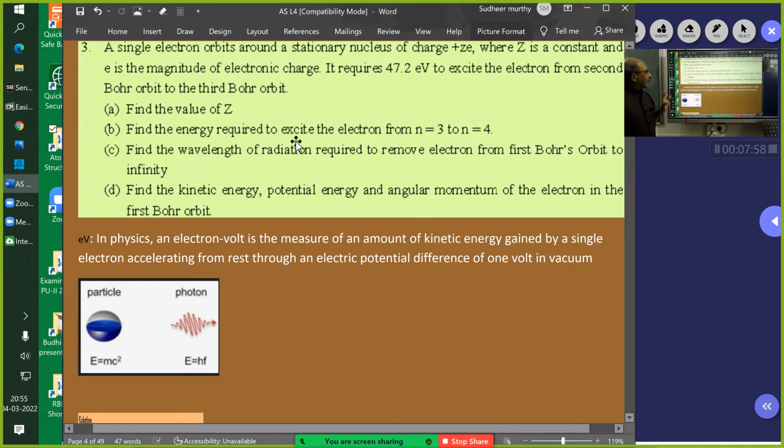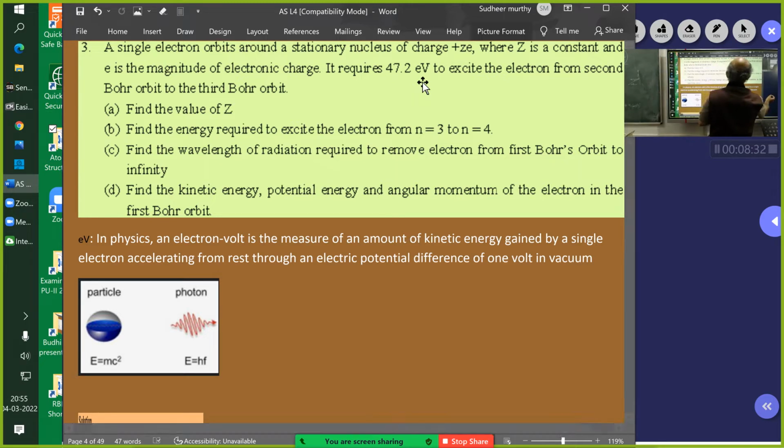So now shall we attack this problem? Would you like to solve this? First part I think all of you can solve. So the single electron, ZE, where Z is the constant and E is the magnitude of the electric charge. It requires 47.2 volts to excite the electron from the second Bohr orbit to the third. Okay, so what have they given here? 47.2. What is the physical variable here?